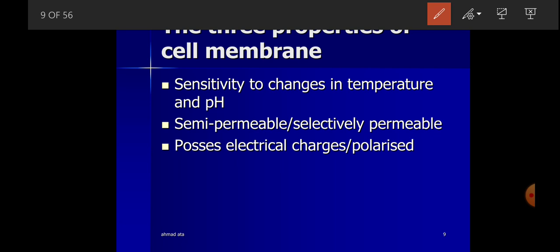And finally, the last property is that it possesses electrical charges, or it is polarized. In short, the cell membrane has charges. We know that there are two types of charges, the positive and the negative charges. These charges are very important in helping an organism to detect changes in the environment. We conclude at that point.